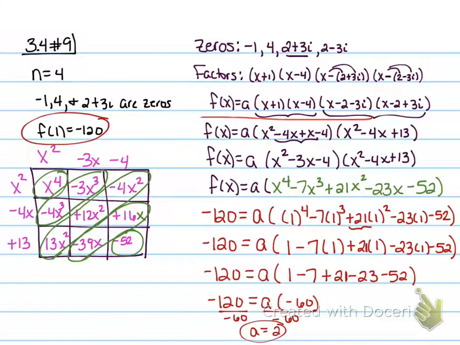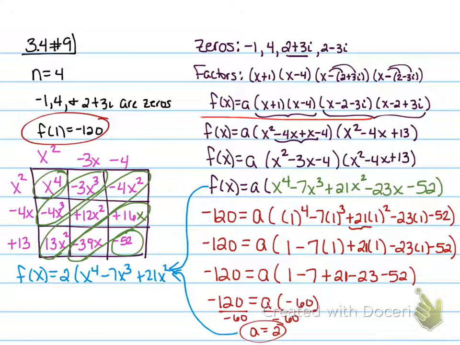So remember, we know that A is 2. And we also know that up here, right before we plugged it in, we have the polynomial form. So f of x equals, we said A was a 2 times x to the 4th minus 7x cubed plus 21x squared minus 23x minus 52. And we're going to distribute that 2 to it. So we end up with f of x equals 2x to the 4th minus 14x cubed plus 42x squared. Sorry, this is kind of messy.